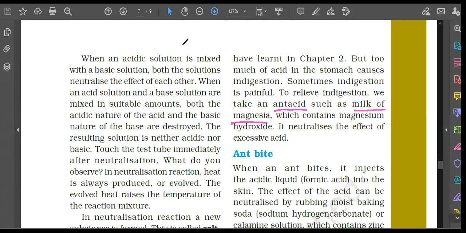Now, how many of you remember this reaction? I just gave this reaction 2 minutes before. Yes or no? Everyone remember this reaction, right? Now this reaction is actually the reaction which happens in your stomach when you drink Eno.